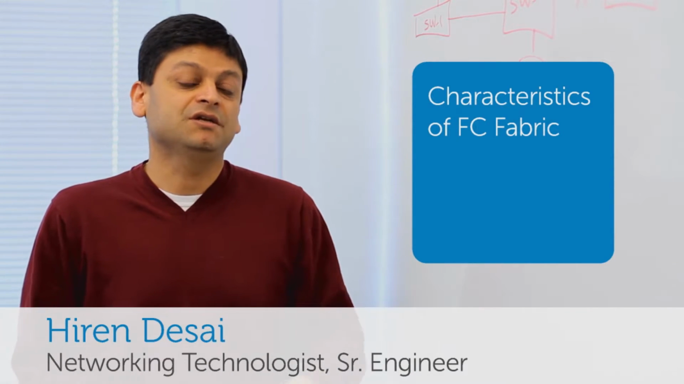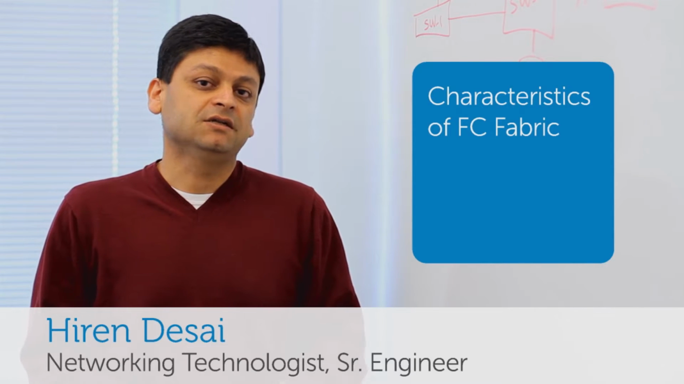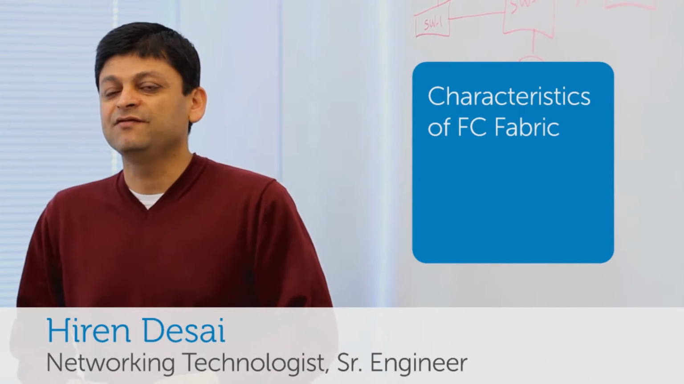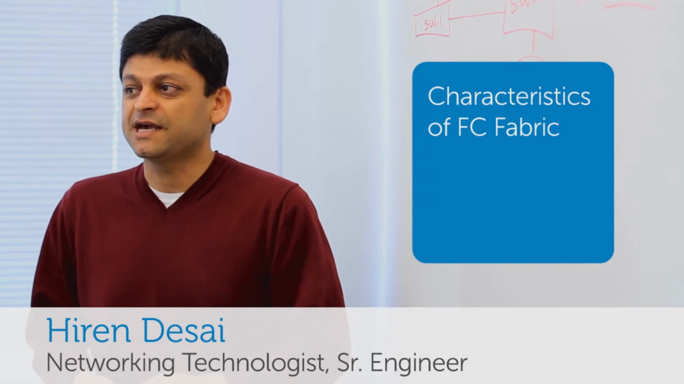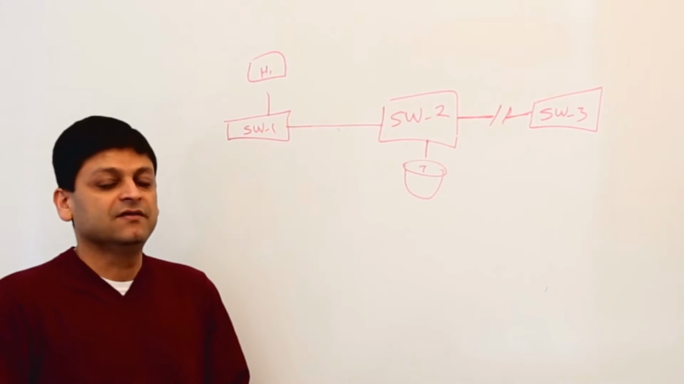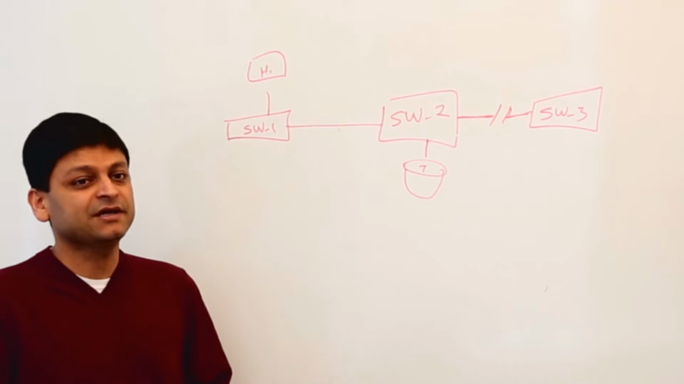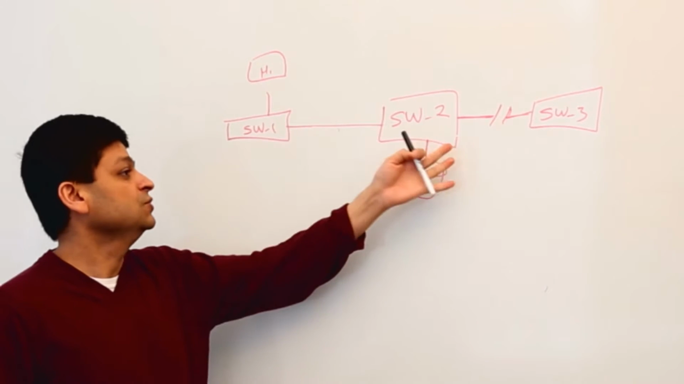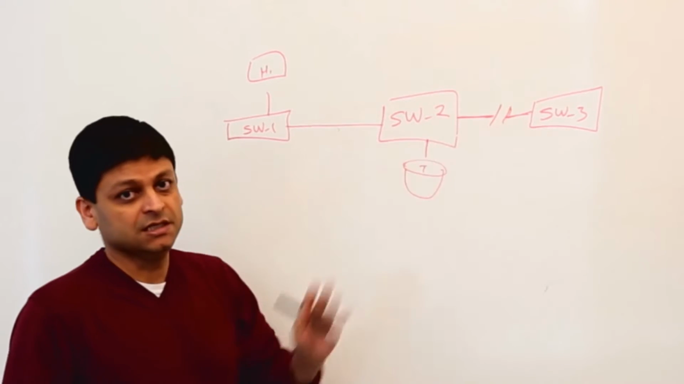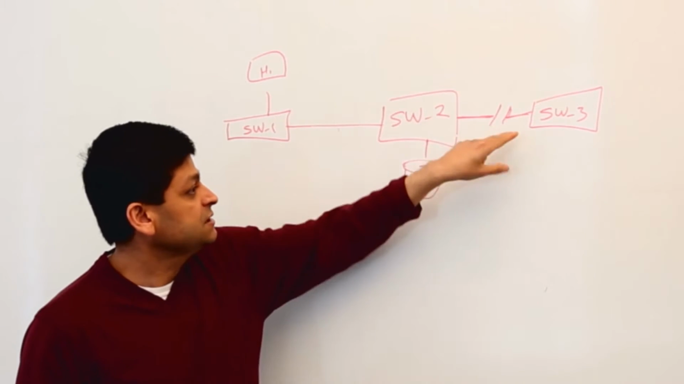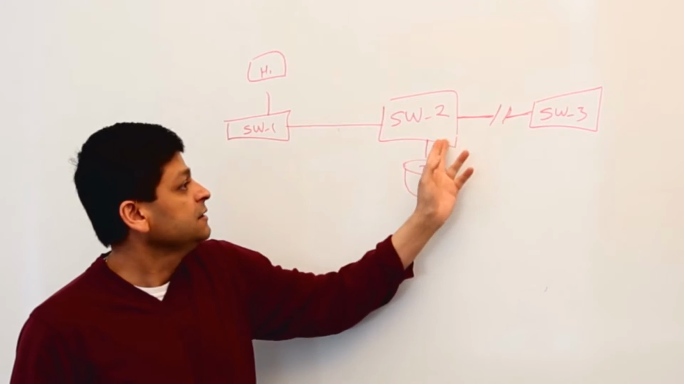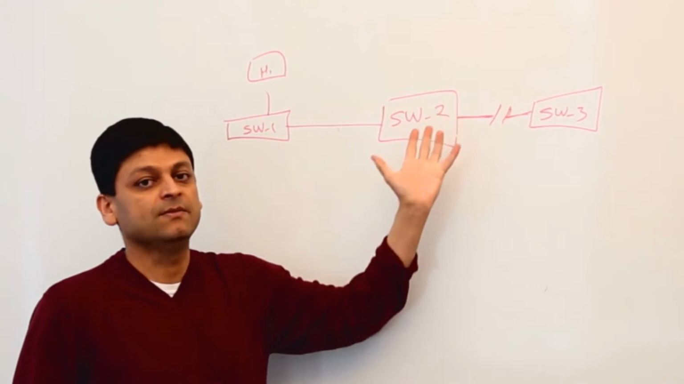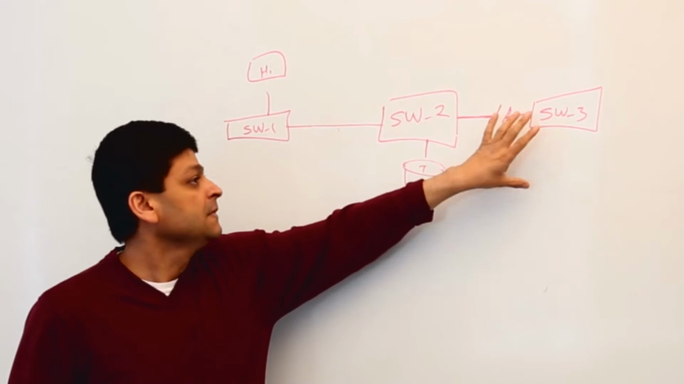This will be the continuation of the FC technology tutorial. In this tutorial, we'll briefly talk about some of the physical characteristics of a Fibre Channel network, or Fibre Channel fabric. As you can see, I have switch 1, 2, and this switch is at a long distance. That's why we have a line here. This could be a long cable or going through some optical network, but we'll get into that.